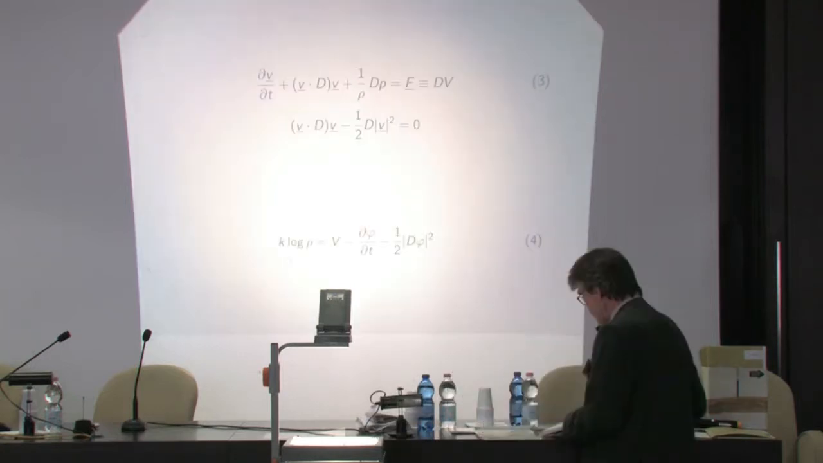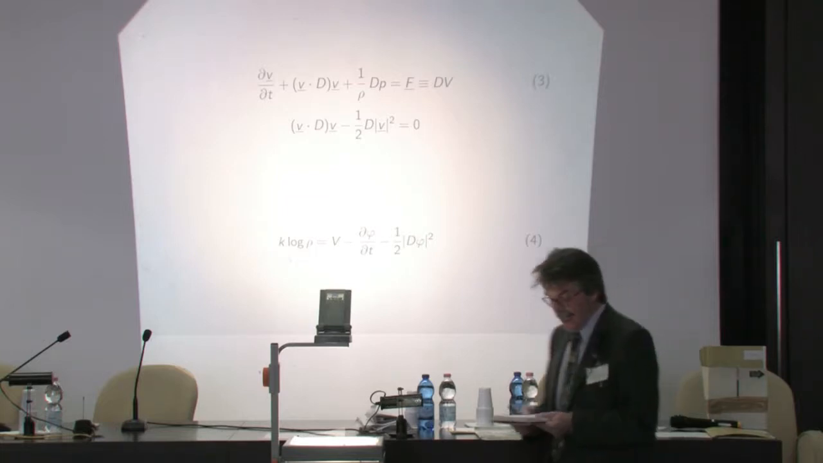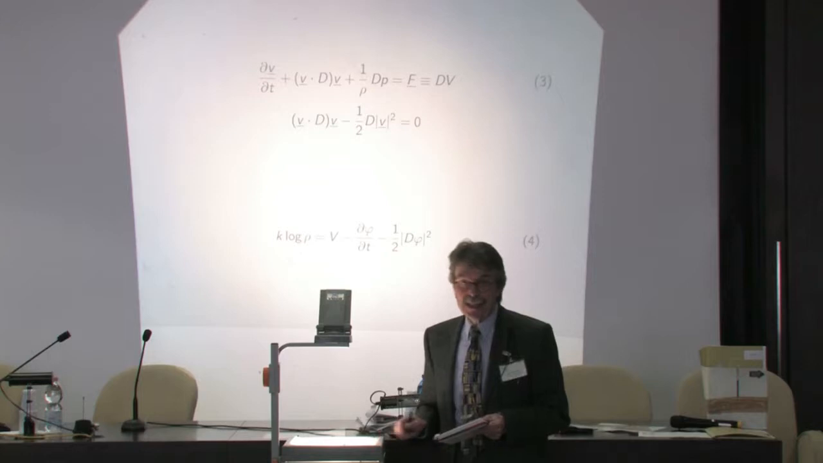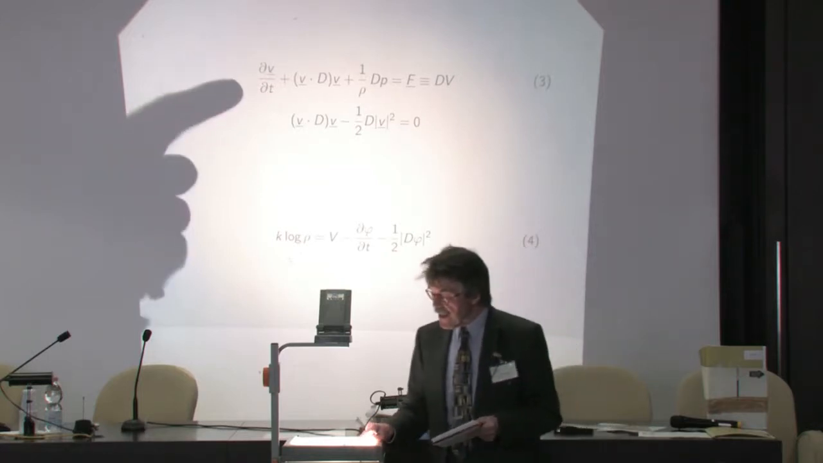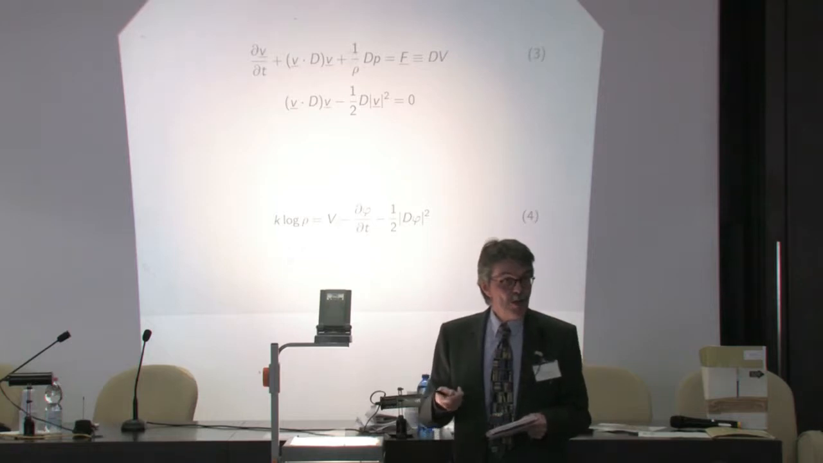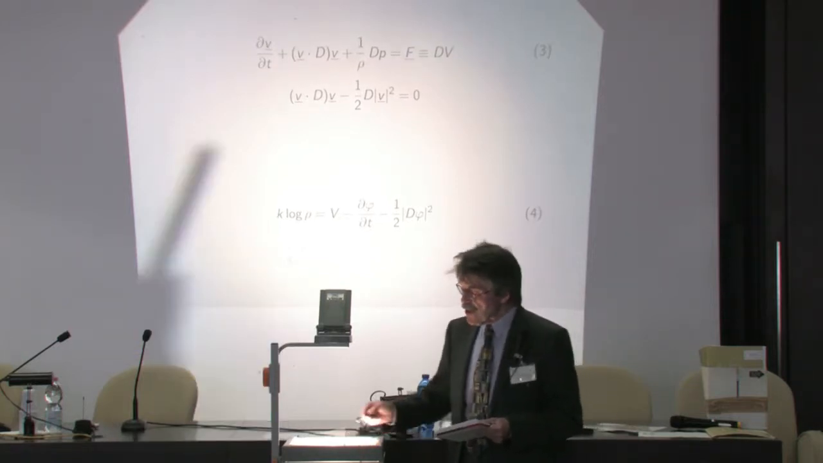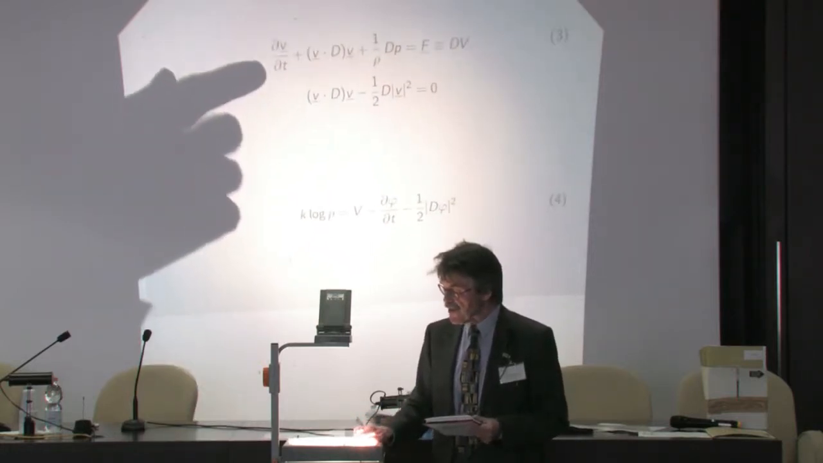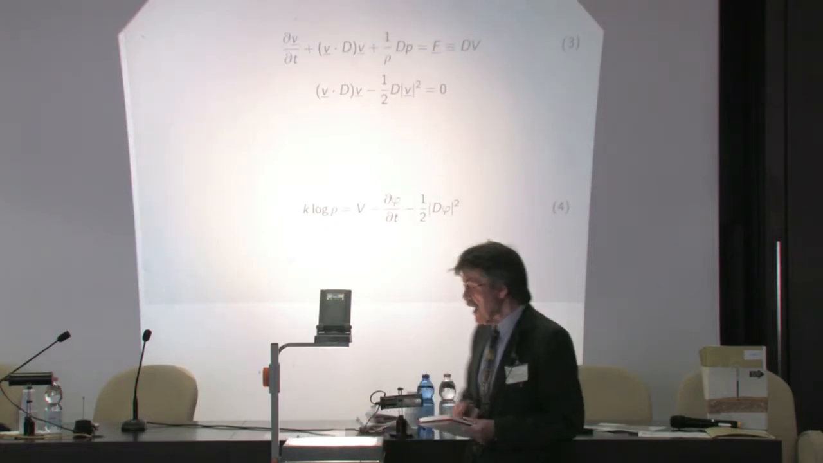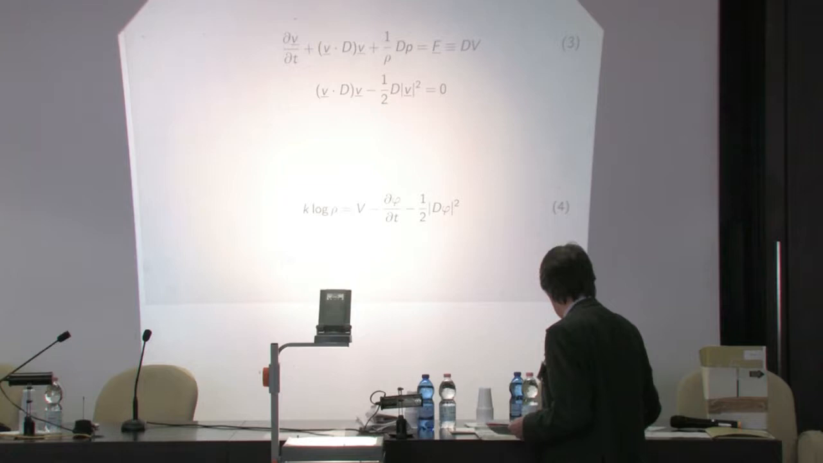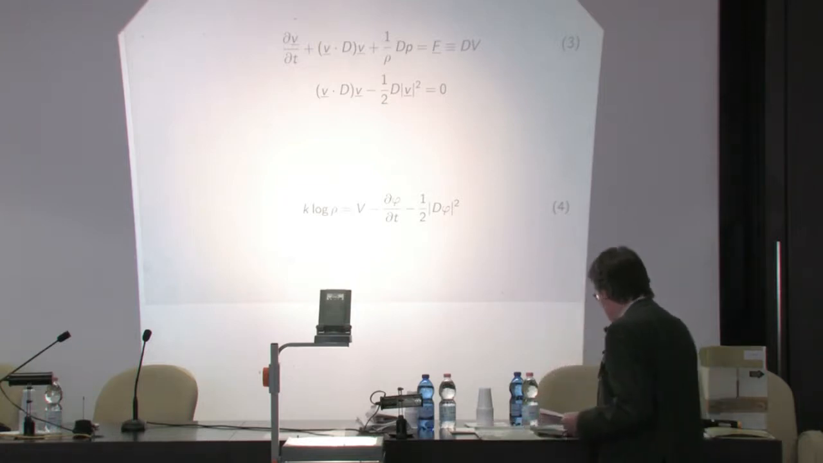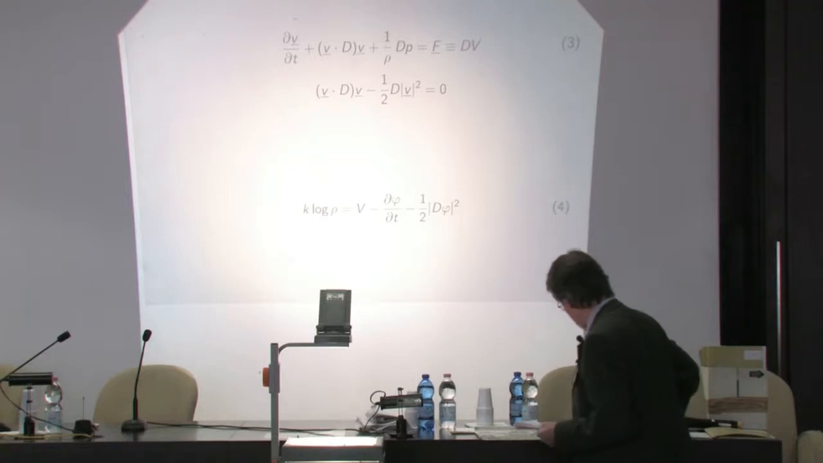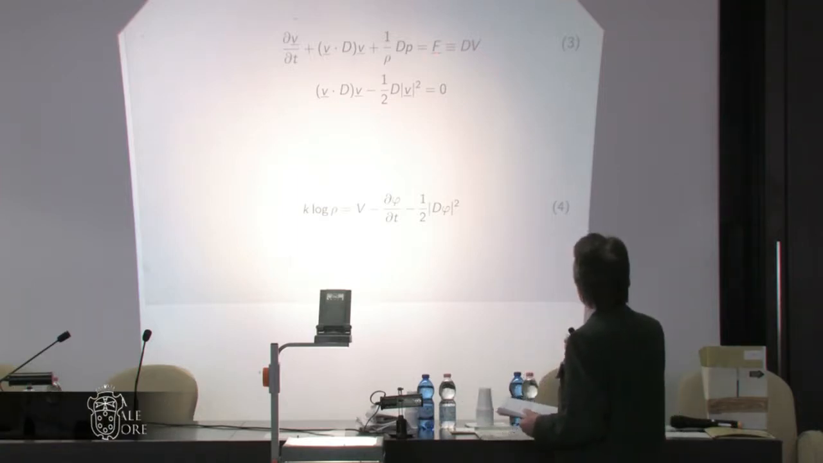Okay. Then for the next piece, he recalls the continuity equation and the equation of motion. This here is the equation of motion, the conservation of momentum. So you have the material derivative of the fluid's velocity, plus 1 over rho times the gradient of the pressure, and that equals F.